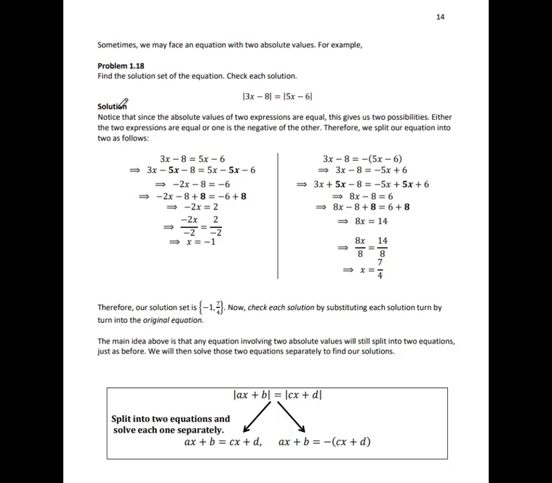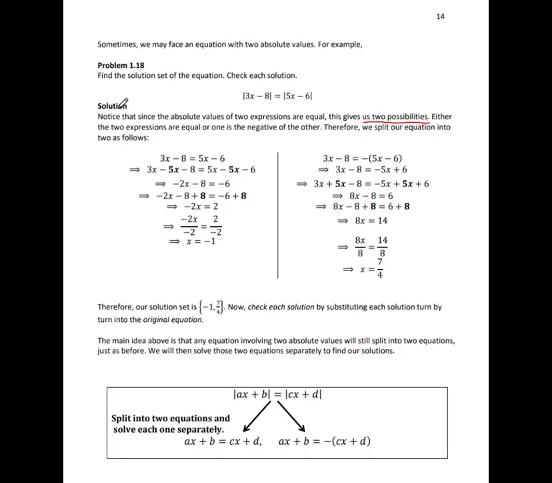So this is an example with two absolute values. Okay, so we are asked to find the solution set of the equation and again check the solution. So given the absolute value of 3x minus 8 is equal to the absolute value of 5x minus 6. Notice that since the absolute values of two expressions are equal, this gives us two possibilities: either the two expressions are equal or one is the negative of the other. So therefore we split our equation into two as follows.